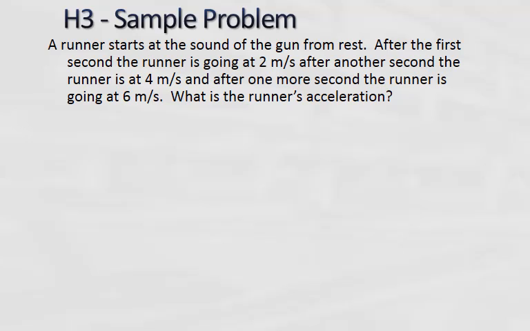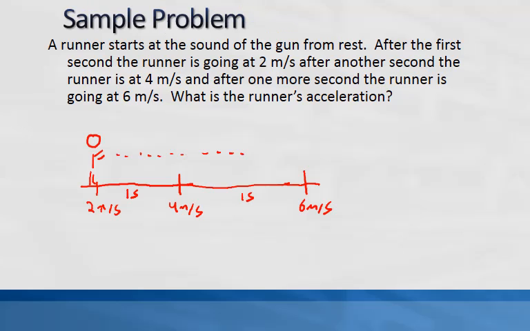All right, so in this one, a runner starts at the sound of a gun from rest, and after the first second, the runner is going 2 meters per second. After another second, the runner is going 4, and then after another second, the runner is going 6. And so the question is, what's the runner's acceleration?